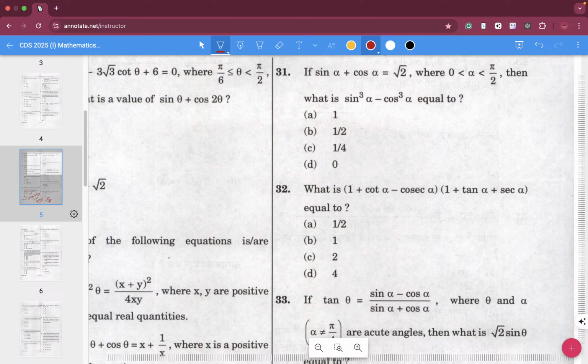Okay, what do you guys think about this question number 31, right?